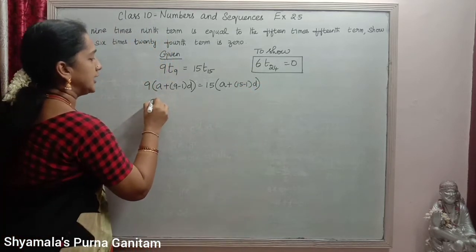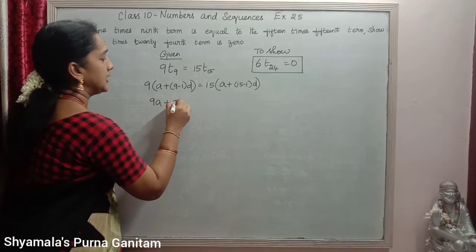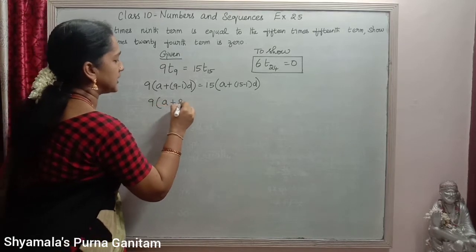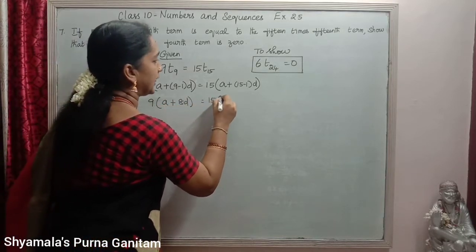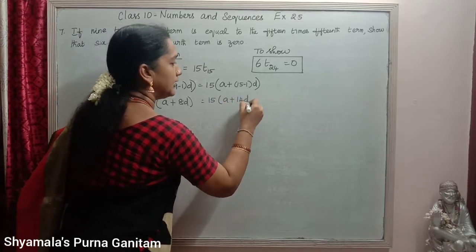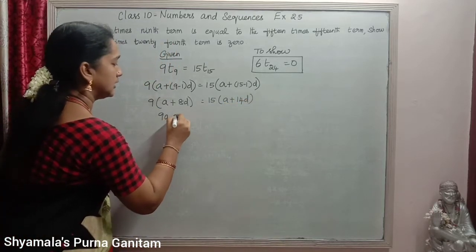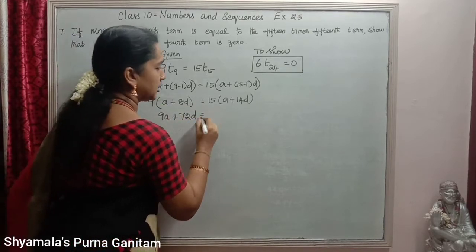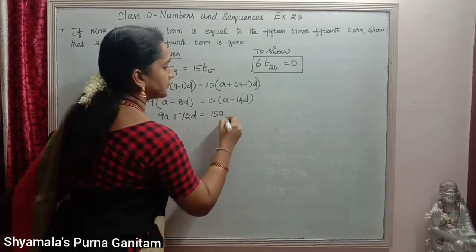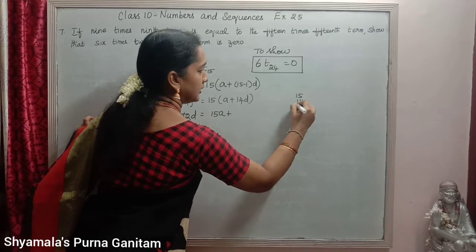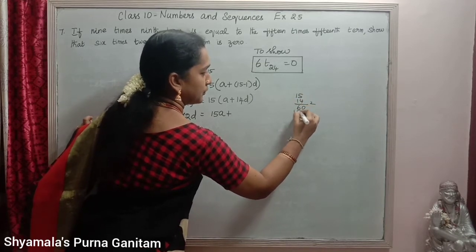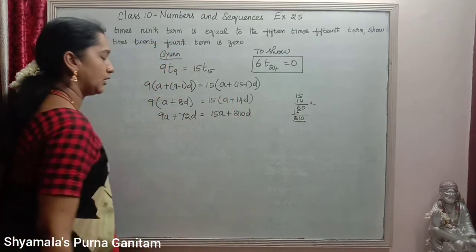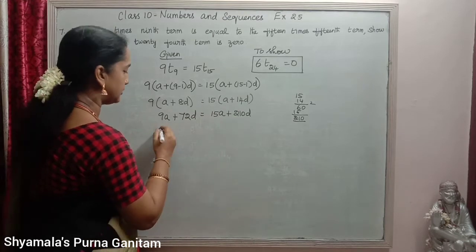First we will simplify this: 9 into A plus 8D is equal to 15 into A plus 14D. So 9A plus 9 8s are 72, 72D is equal to 15A plus 15 into 14. 5 4s are 20, 60, 15, 210D. Okay, so we will bring all the terms to one side.